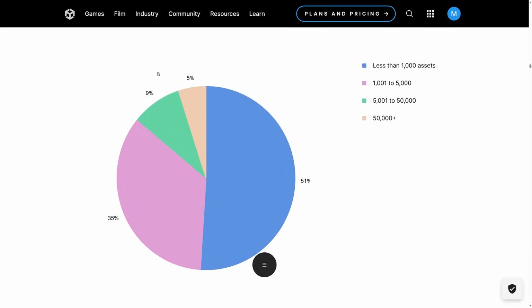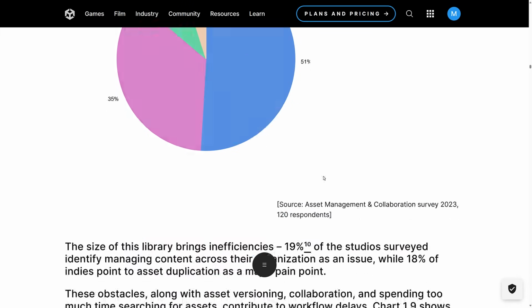And then number of assets, again, this has nothing to do with AI, just basically projects, how many assets are in a project. And interestingly enough, 51% is less than 1,000 assets. So the majority of projects are actually under 1,000 assets. And then you get 1,000 to 5,000, here are the two big numbers there.